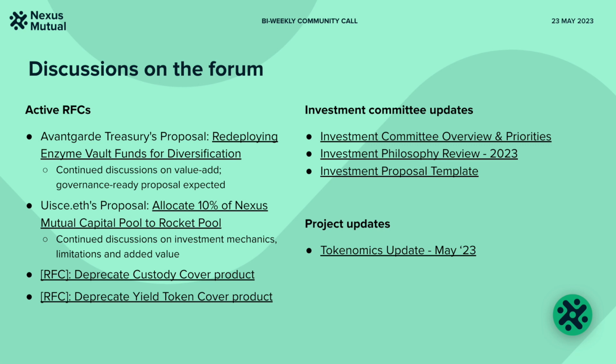Going over the active RFCs, one proposal is from the Avant-Garde Treasury team, and they're proposing members to redeploy funds from the Enzyme Vault to ETH staking solutions. The team will likely present a governance-ready proposal soon. Another proposal from UISC ETH is about allocating around 10% of the capital pool to stake with Rocket Pool. As Brave mentioned, there are also 2 RFCs about deprecating custody and yield token cover.